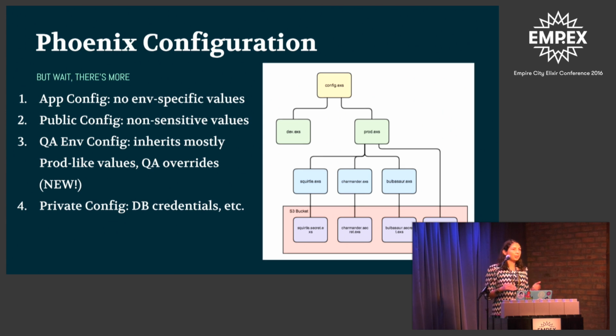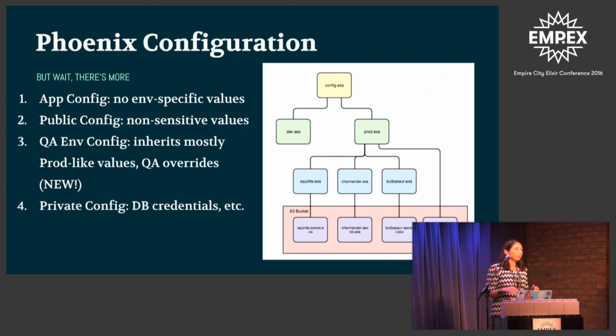The next level down will be your dev.exs and your prod.exs. Now these are still things that Phoenix gives you by default. And since these are checked into your source code, this contains non-sensitive values that do vary by environment. So this could be things like log levels and third-party service URLs that do vary and that give you a test environment. So in our case, we use Mandrill and Stripe.